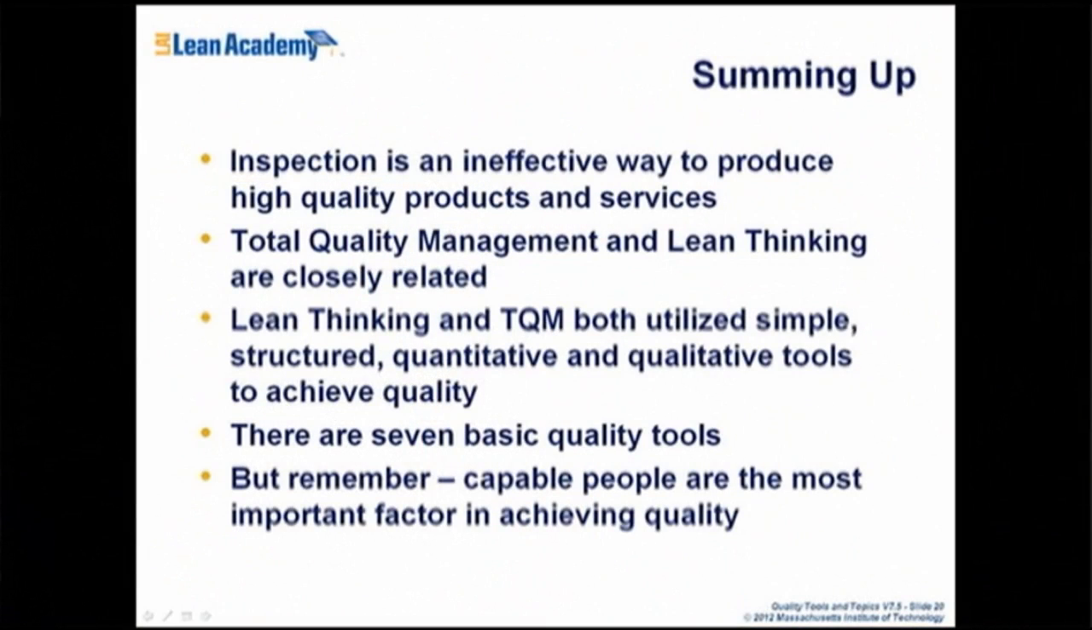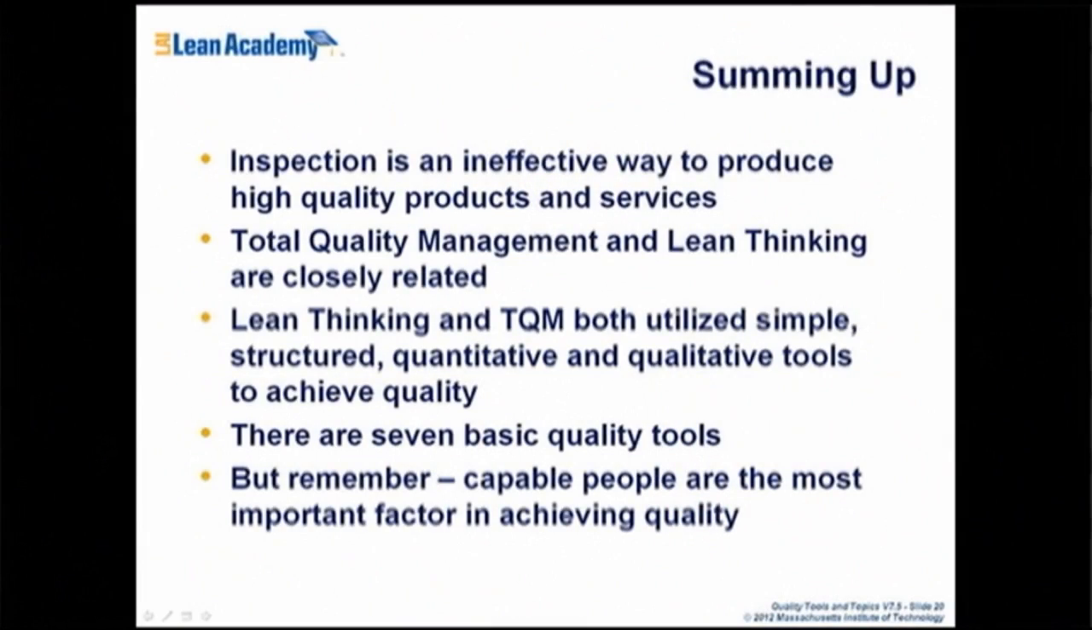All right, just to sum up and try to get ourselves back on schedule. So first thing we hope to prove to you is that inspection is just a very ineffective way to produce high quality products and services. Sometimes you're going to have inspections, sometimes you're going to do it, but it's not really the most effective way. We then talked about total quality management and lean thinking and tried to show you how they're closely related to each other, and that they both utilize some simple, structured, quantitative and qualitative tools to help achieve quality as a result of applying the different processes.